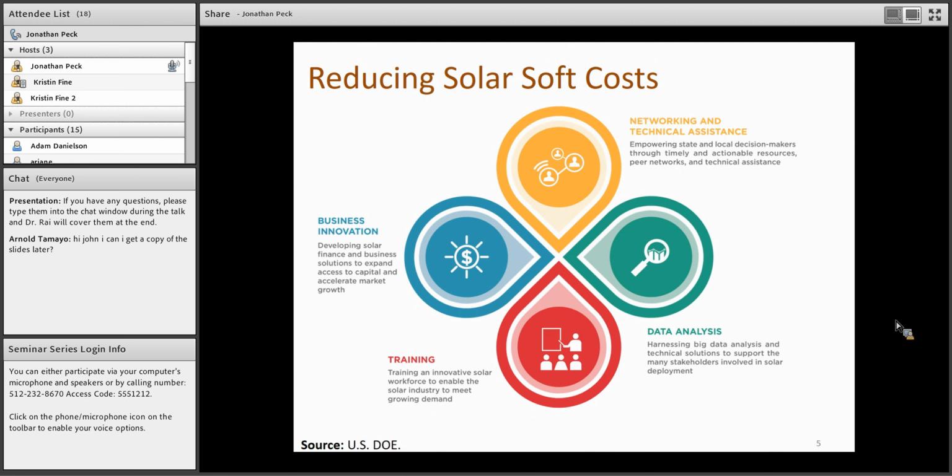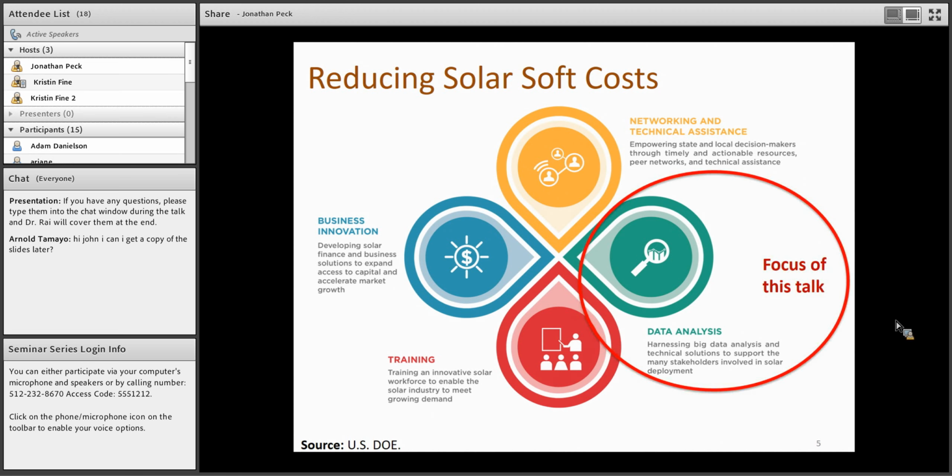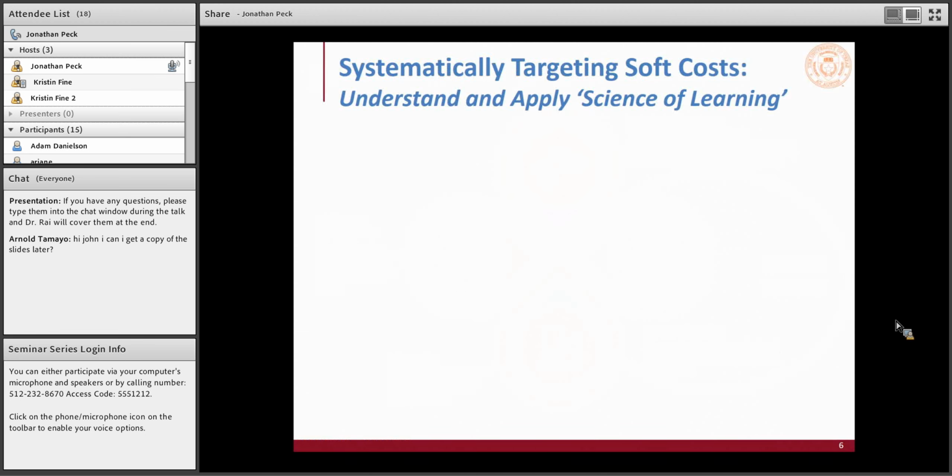I have worked on almost 4 quadrants, but the focus of today's talk will be more on the data analysis aspects. I'm happy to touch base on some of the other quadrants as well, but the focus will be on wherever we have been able to bring primary data to bear upon the question of soft cost reductions.